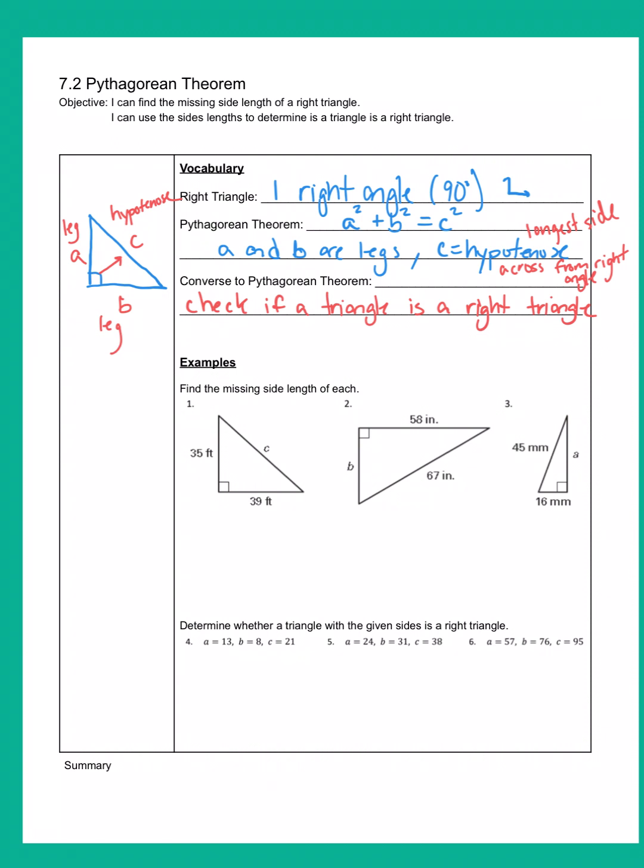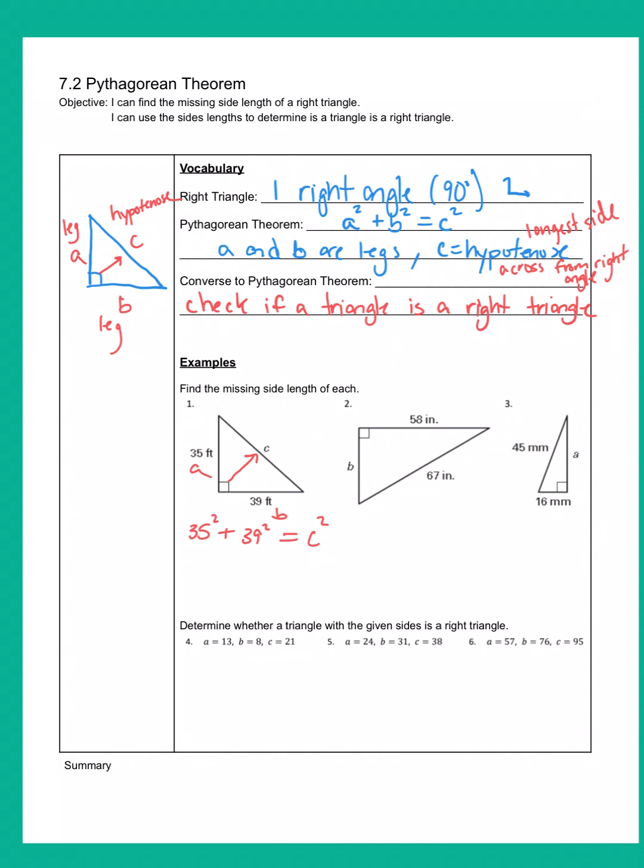So let's start with number 1. The longest side, across from the right angle, is c, so that's the hypotenuse. Then I'm going to pick one of these to be a and one of these to be b, and we're going to plug it into the Pythagorean theorem. So a squared, that's 35 squared, plus b squared, and that would be 39 squared. Again, these can be flip-flopped. It doesn't matter which one's a, which one's b. What does matter is that it has to be equal to c squared. I don't know what c is, so just leave it as c squared.